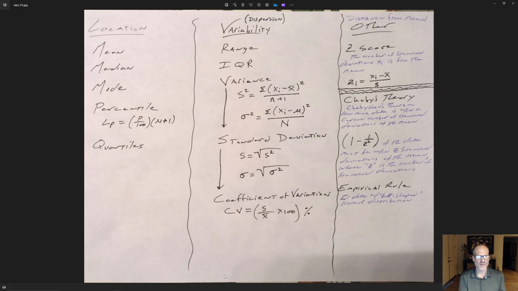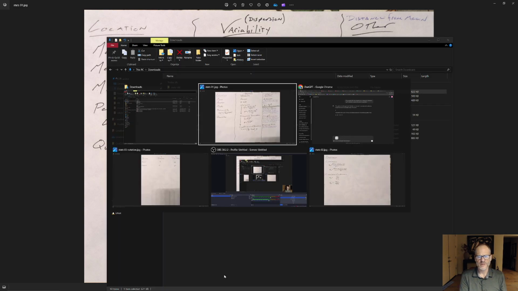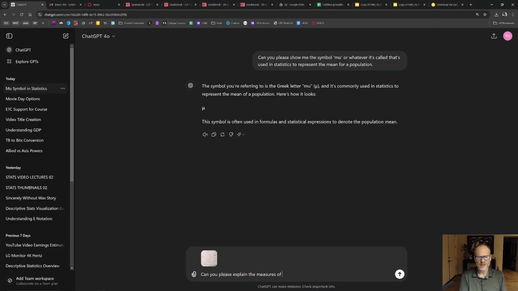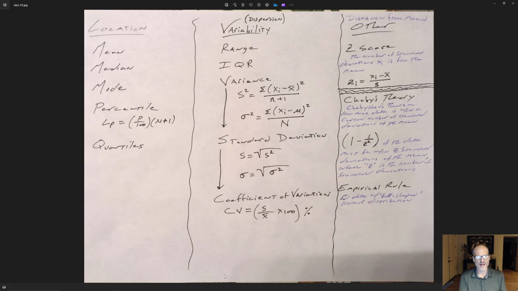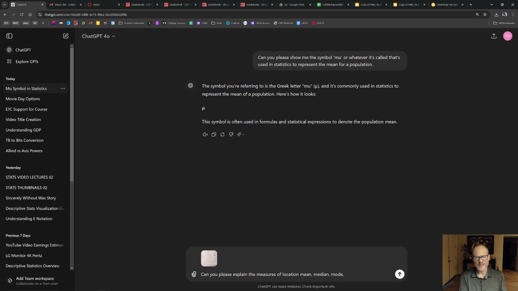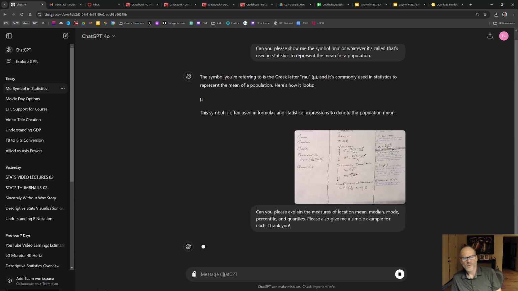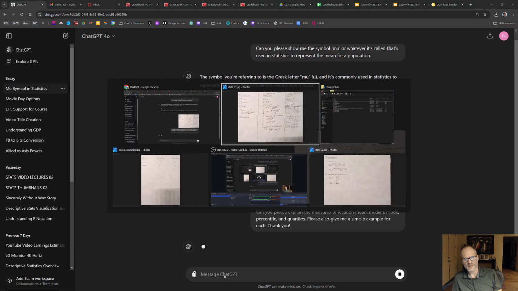Measures of location: mean, median, mode. And then we also have percentile and quartiles. Please also give me a simple example for each. Thank you. So we'll let this run for a second. While this runs, I will pause the video.